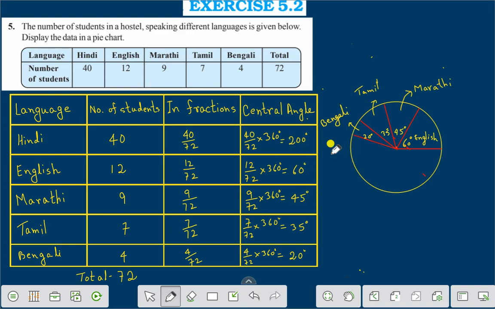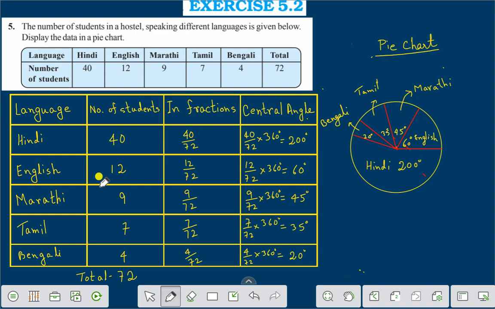And Hindi is 200 degrees. This is Hindi, that is 200 degree. This is the pie chart.